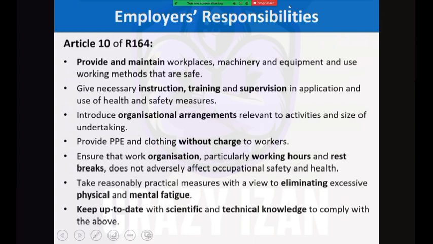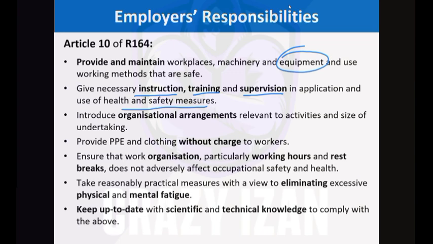The employer must give necessary instructions, training, and supervision in application of these health and safety measures. So it's not only sufficient to provide safe places of work and safe machinery and equipment. The employer must give adequate instructions, training, and supervision so that the workers can use these health and safety measures. So the employer needs to train the people on the safe use of equipment, workplace and machinery. And he must provide adequate supervision as well. He should give adequate instructions.